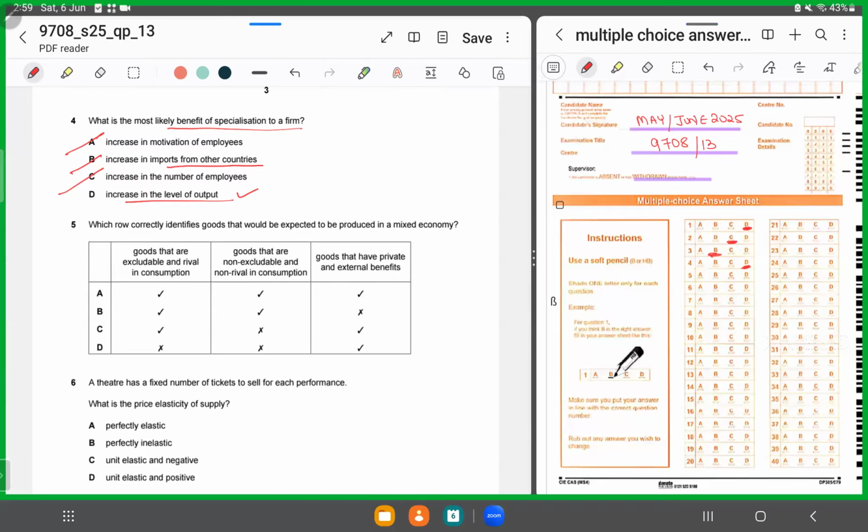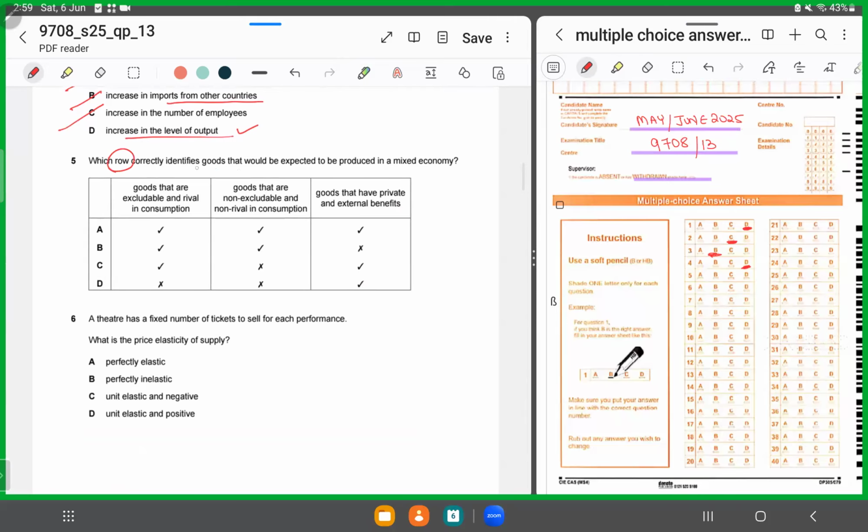Number 5. Number 5 says which row correctly identifies goods that would be expected to be produced in a mixed economy. So now they are saying you need to pick that combination which is expected to be produced in a situation of a mixed economy. So now we know mixed economy is an economy which employs both characteristics of a command and a market economy, right? So what it does is it tends to overcome the market failure that was occurring in market economy, right? The externalities that used to incur in market economies, it overcomes that.